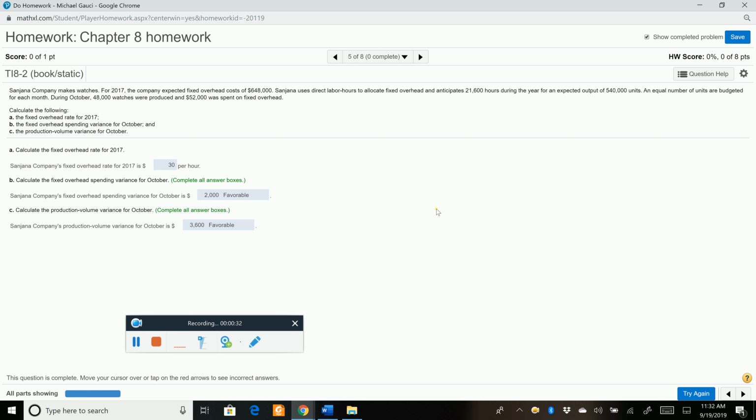So this is something that's unique to fixed overhead. Our static and our flex budget is the same. In this case, $648,000 a year, which works out to $54,000 per month. That's $648,000 divided by 12, which will give you $54,000 per month. That's the budget. But we will allocate based on the number of watches we're making. So very unique in that situation.